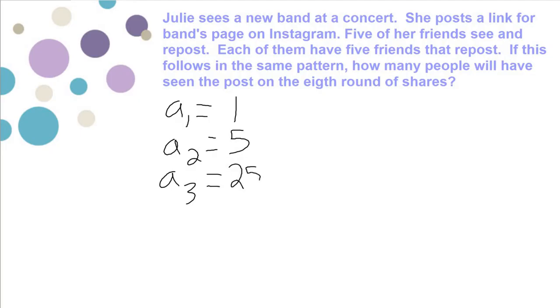So what are we doing to get to the next round? If we're multiplying, that means that we have a geometric. So my r is 5. Are we all okay with that? Because that's our biggest thing when we have a problem, deciphering what it is that I actually have there, and then deciphering what it is asking us to find. It says, if this follows the same pattern, how many people will have seen the post on the 8th round of shares?